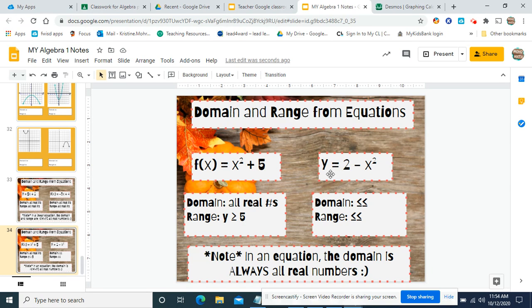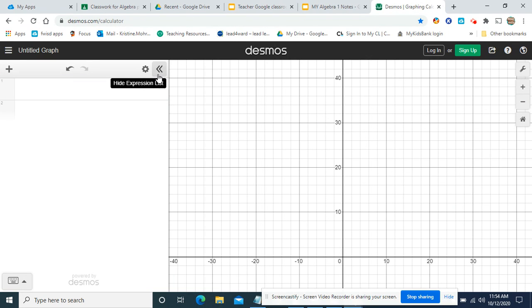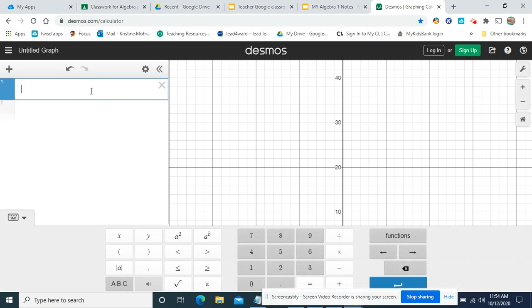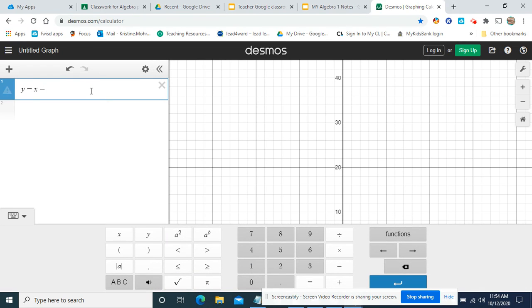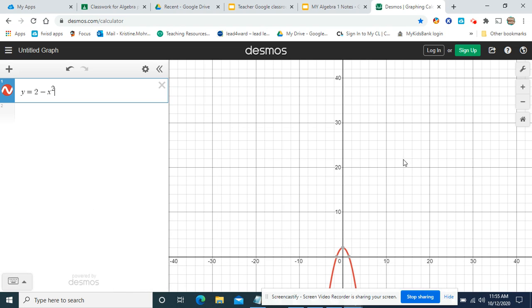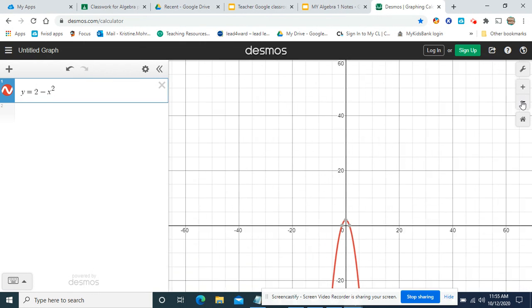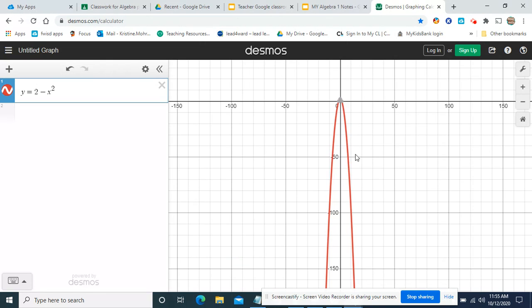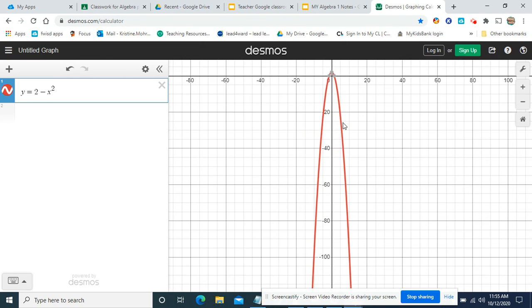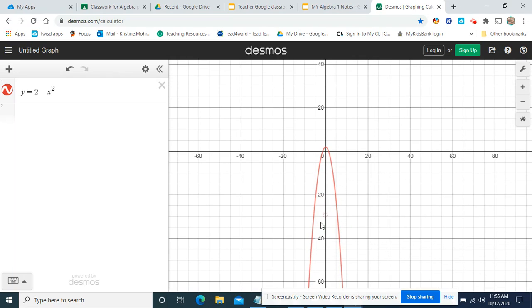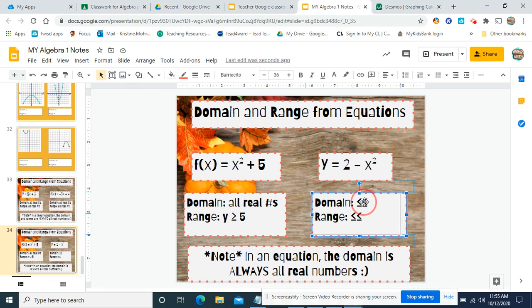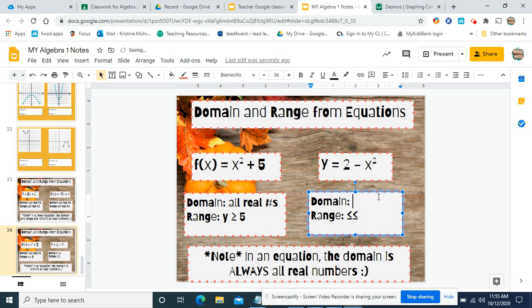For our last example here, we have y equals 2 minus x squared. So y equals 2 minus x squared. So again, we see the graph way down here. So let's zoom out. And we notice that it continues. It's another curving one. So we know, again, since we have an equation, our domain is just going to be all real numbers.